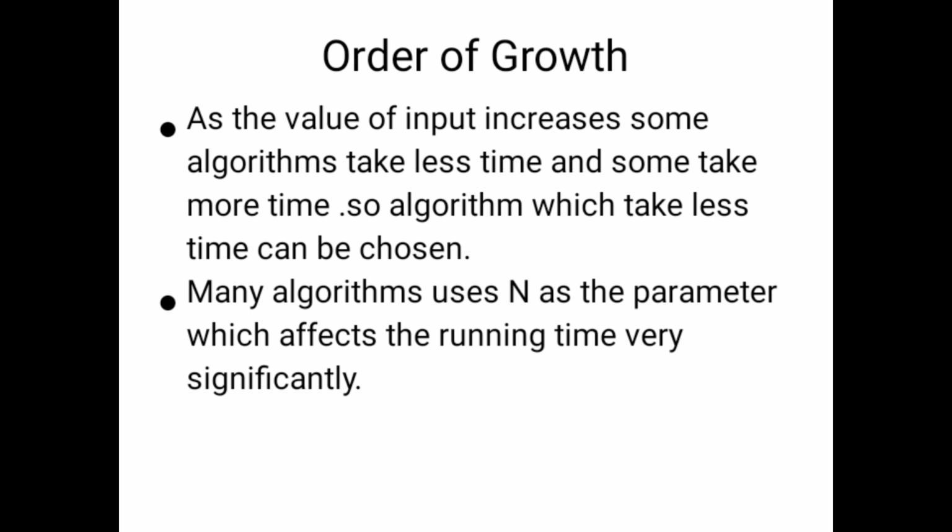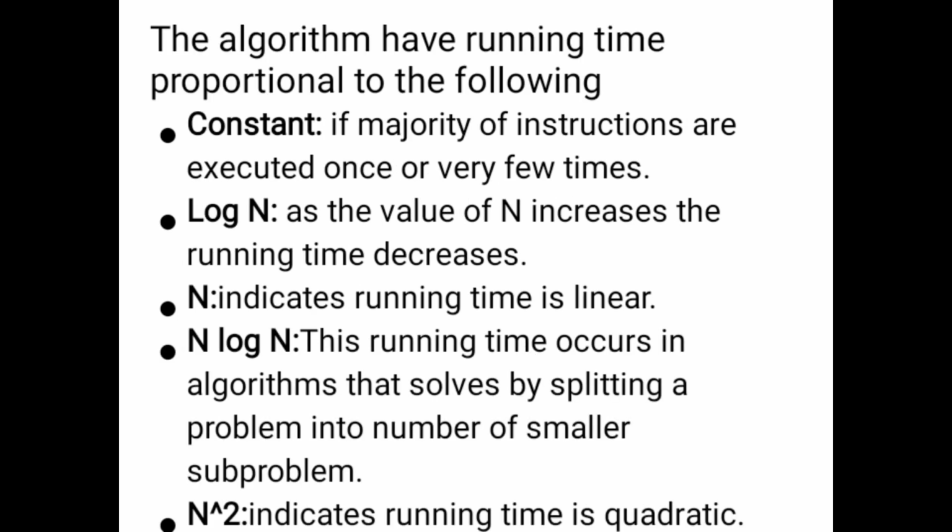The algorithms that we deal with typically have running times proportional to one of the following. Constant: if the majority of instructions in a program are executed once or very few times, we say that the running time of a program is constant. Next is log n. It indicates that the running time of a program is logarithmic. As the value of n increases, the runtime grows only slowly. This running time occurs in programs that solve larger problems by reducing the problem size by a constant factor at each step. Example, binary search.